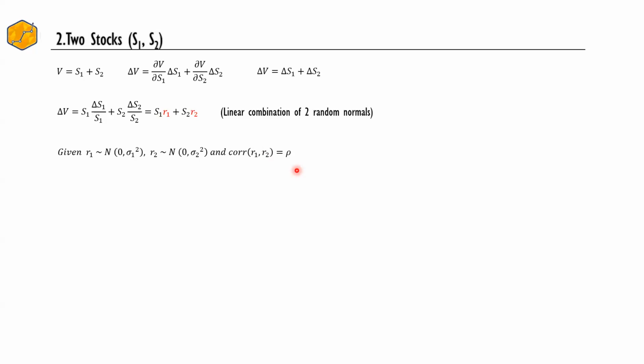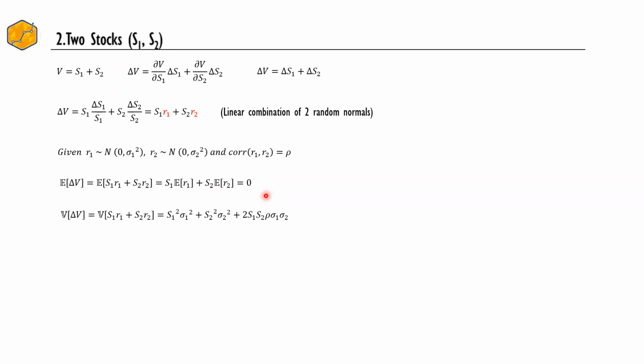All right, so what to do next? Simple stuff. Expectation of delta V. What is the expectation? Very simple, look at this. S1 comes out, S2 comes out. The whole thing is still zero because my assumption is that these follow a normal distribution with mean zero individually. We put zero here, you get zero. Still, on average, I expect there will be no gain or no loss.